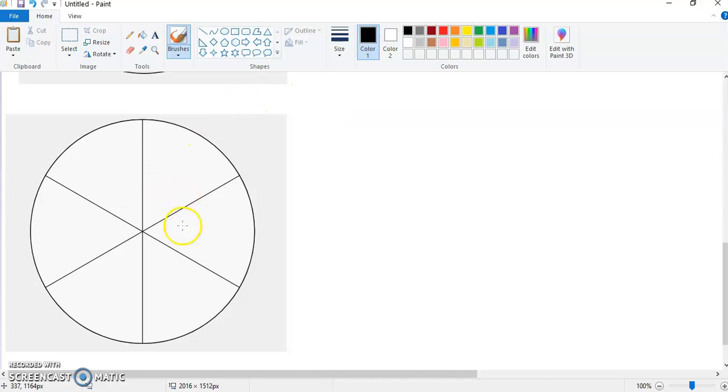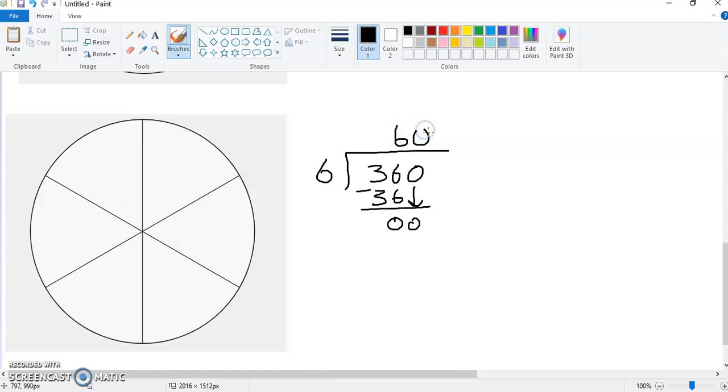Now this one has 6 equal parts. You can see 1, 2, 3, 4, 5, 6. And it's the same process over and over. 6 parts, again a circle of 360 degrees. 6 times 6 is exactly 36, a remainder of 0. Bring down the 0. 6 times 0 is 0. That means every single piece here has to measure 60 degrees. And if you notice, 60 degrees is an acute angle, right? Because it's less than 90.